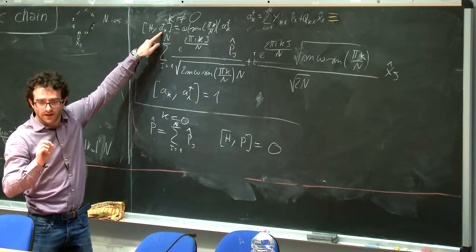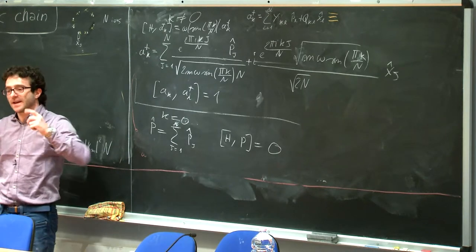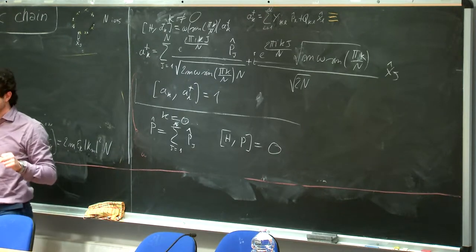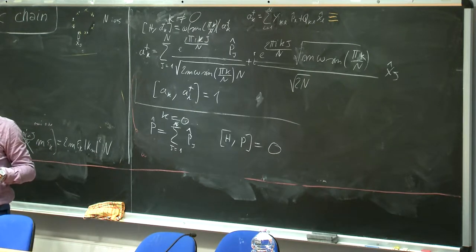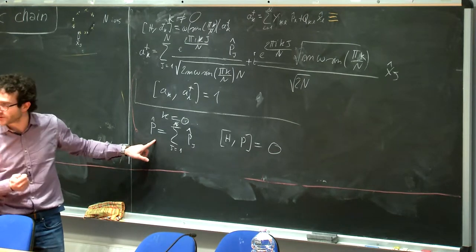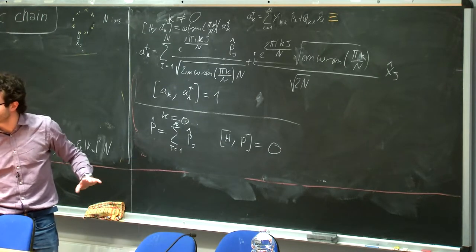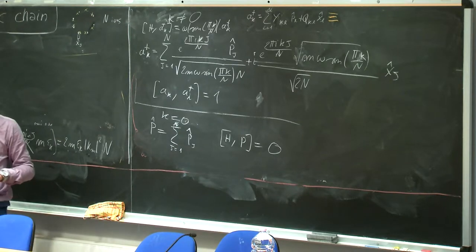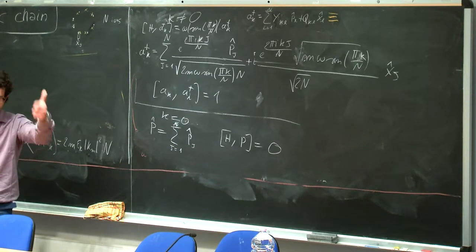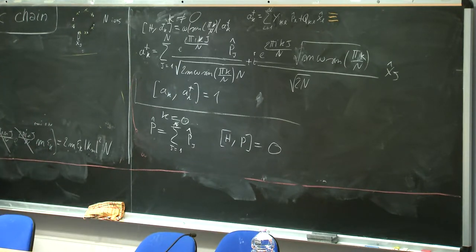We have N minus 1 a daggers, then we have capital N minus 1 a's, and so the total is 2N minus 2. And we have the total momentum P. An operator is missing here, because we need two capital N operators, like the original variables were capital N x's and capital N p's.